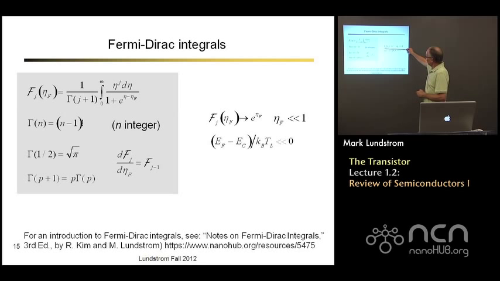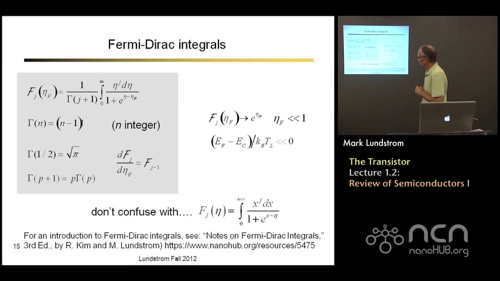And the Fermi-Dirac integrals also simplify greatly when this parameter eta f is much less than 0, where the Fermi level is way below the bottom of the conduction band. Then the Fermi-Dirac integrals of any order just reduce to an exponential. And that makes things simple, and that's mostly the way we're going to be using them in this course.